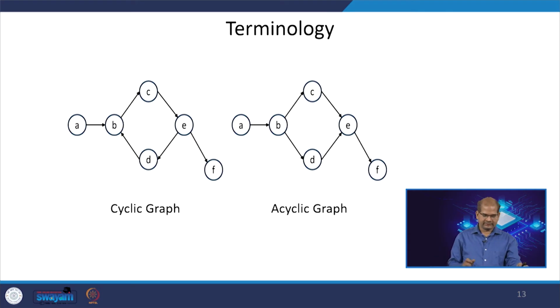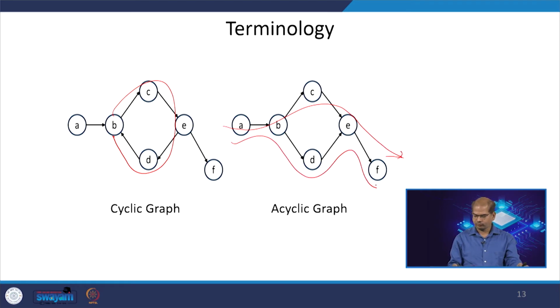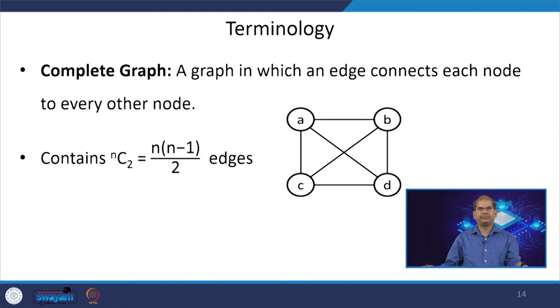This is a cyclic graph because, as you can see, we have a cycle here. But this one is not a cyclic graph because it goes only in the forward path, with no way back along this path or this path. So, there is no cycle here, and this is an acyclic graph.